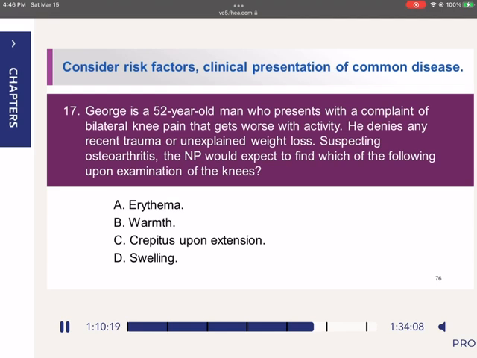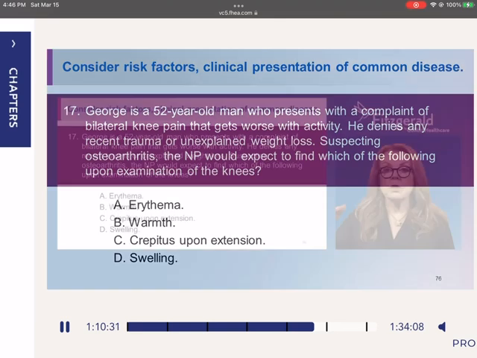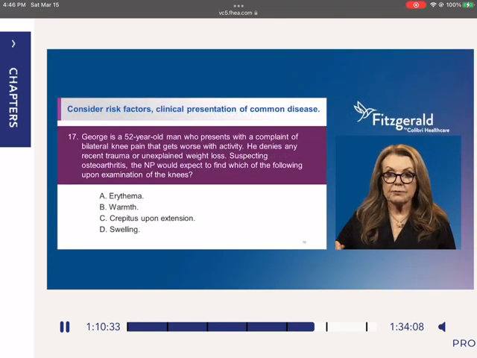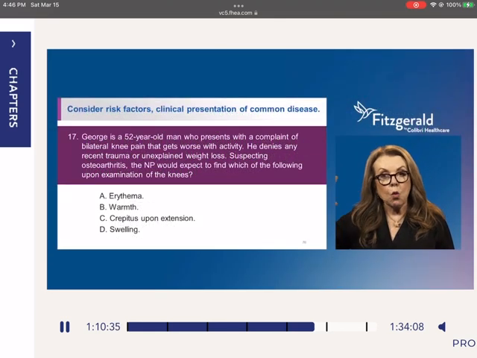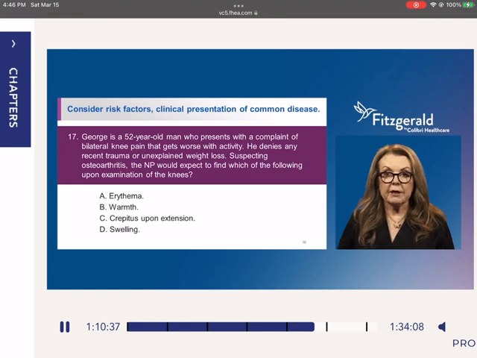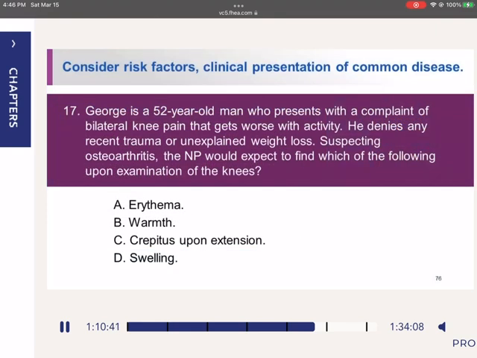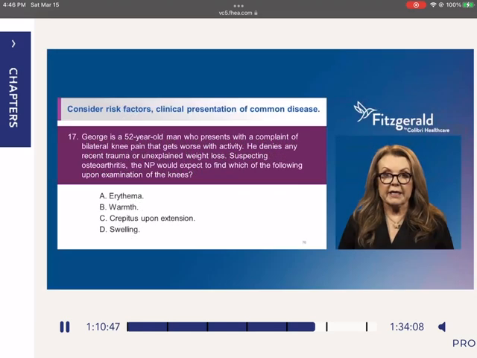Question 17. George is a 52-year-old man who presents with a complaint of bilateral knee pain that gets worse with activity. He denies any recent trauma or unexpected weight loss. One more time, no unexpected weight loss. Think away from the orthopedic manifestation of a systemic disease. Suspecting osteoarthritis, the NP would expect to find which of the following on examination of the knees.